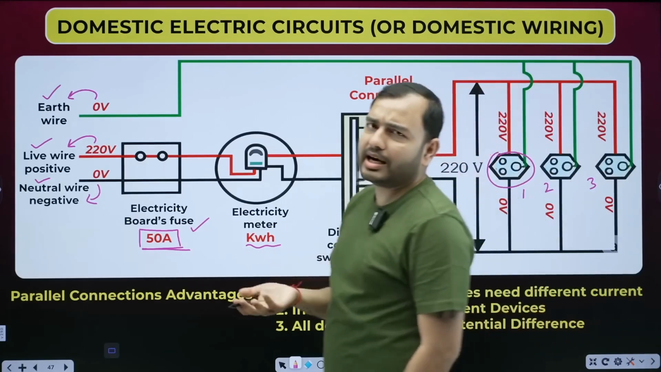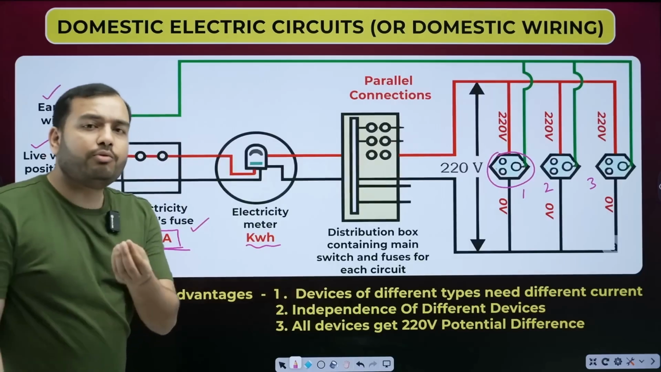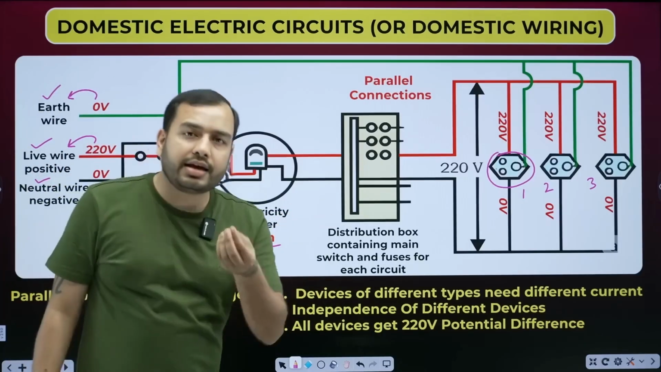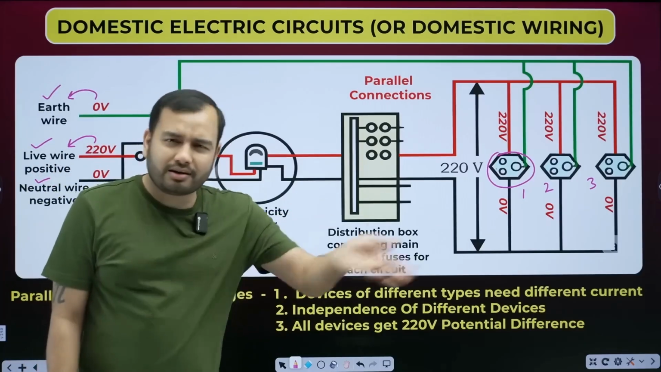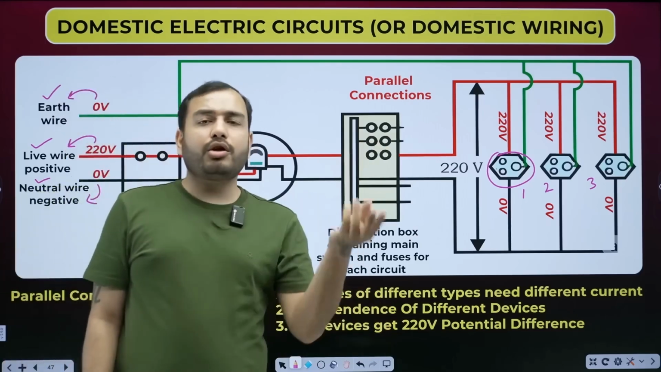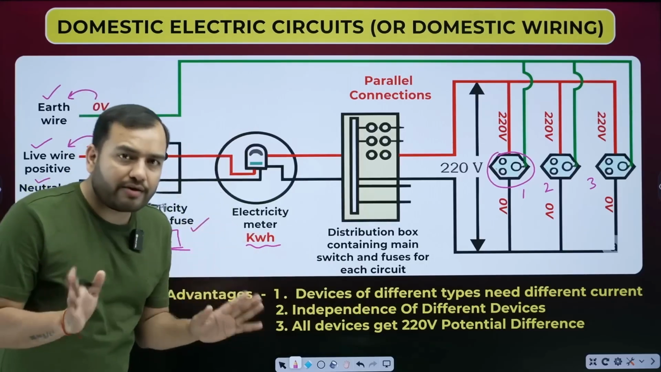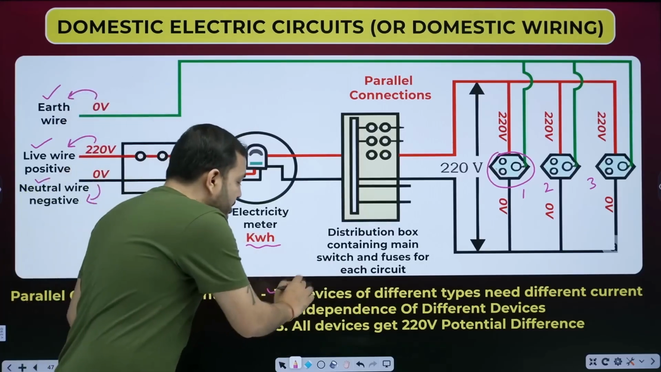Why do we connect in parallel? I told you in the last chapter, there are a lot of advantages. What are the advantages? They are written here. First of all, what happens in parallel? Different devices get different current. In series, the current becomes the same in all of them. Suppose you have to turn on the fan, it would work on 4 ampere current. Suppose you have to turn on the AC, you need 15 ampere current. So different devices need different current, which is only possible in parallel.